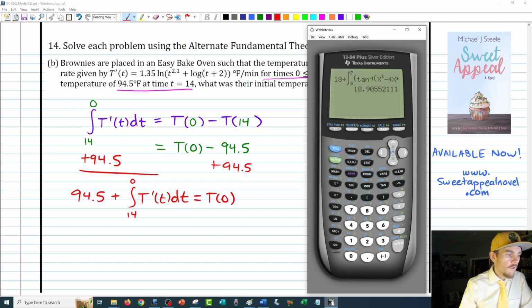So pulling over here, if we punch this in, 94.5 plus Math 9, be real careful to put this in correctly, 14 to 0. In here we'll have our function, which is miserably long. Thanks a lot, person who wrote this ESQ model. What the heck were you thinking?